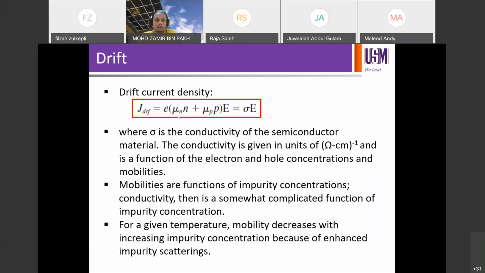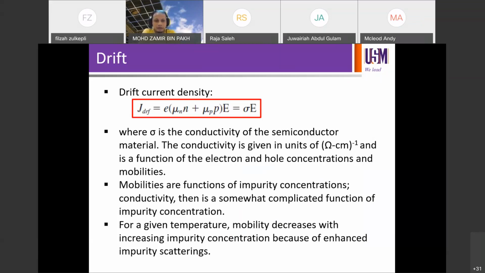So you can factorize this and leave mu N times N, or mu E times N if you like, plus another component from the hole, mu H times P, or mu P times P, times the electric field. And that is also simplified as conductivity times electric field, okay? So conductivity is given by ohm cm inverted, because we have discussed before that conductivity is the inverse of resistivity, and resistivity is given by ohm cm, right? And it's a function of electron and hole concentration and mobilities as well.